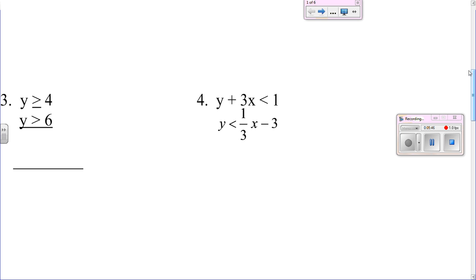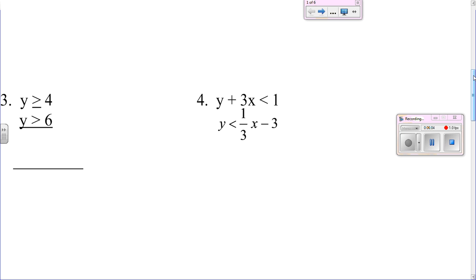Number 4, you have to solve first. So you have to get y by itself, subtract the 3x to the other side. That gives you y equals negative 3x plus 1. Or y is less than negative 3x plus 1.